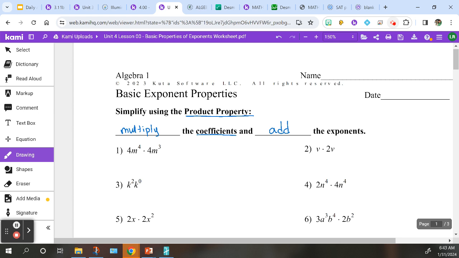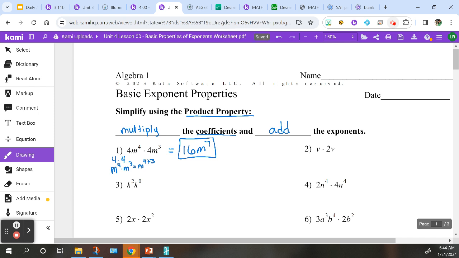So number one here. Our two coefficients are the fours. We are not changing the rules for multiplication. 4 times 4 is 16. So that's not going to change. Now, the rule is when I'm multiplying my m's, those variables together, I'm allowed to add the exponents. When I have m to the fourth times m to the third, I'm going to add those exponents together. 4 plus 3 is 7. So this would simplify to 16 m to the 7th.